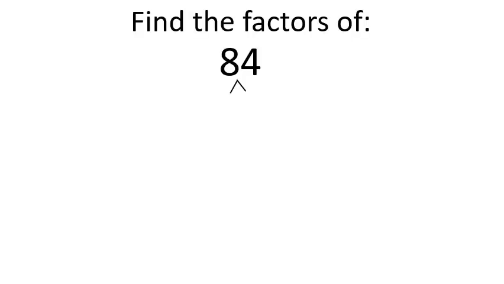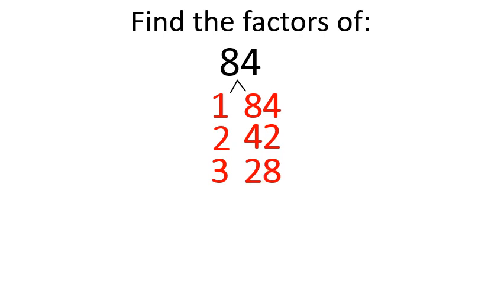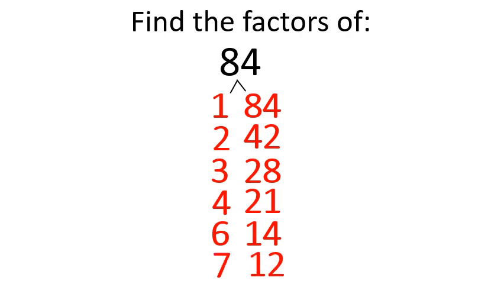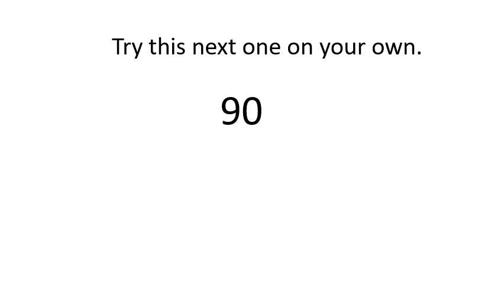The factors of 84 are 1 and 84, 2 and 42, 3 and 28, 4 and 21, 6 and 14, and 7 and 12. Try this next one on your own.